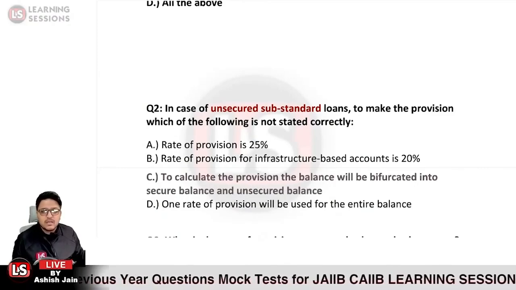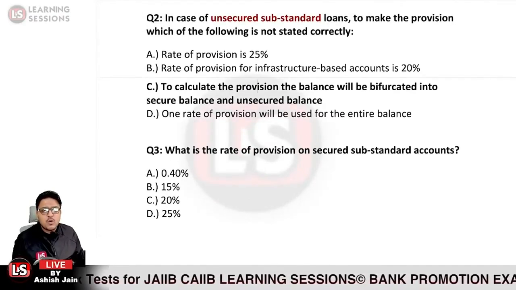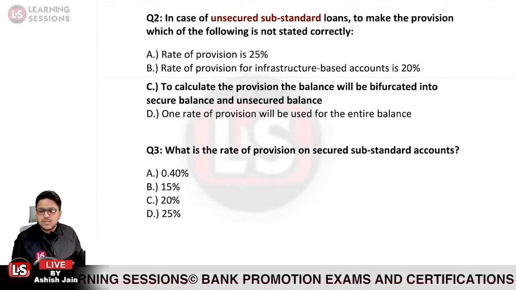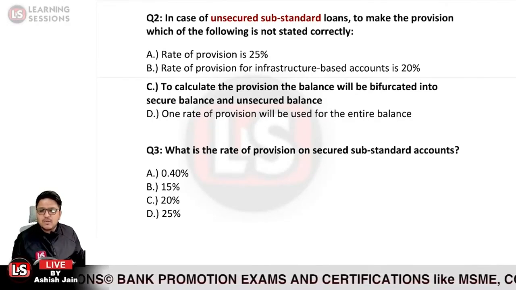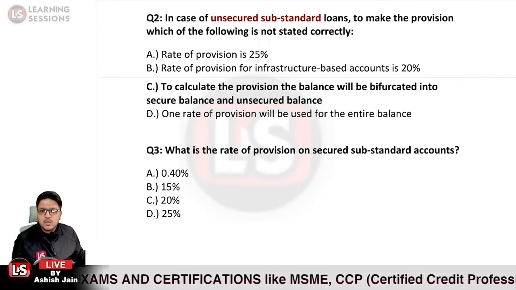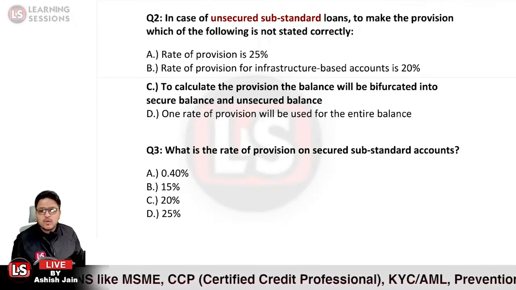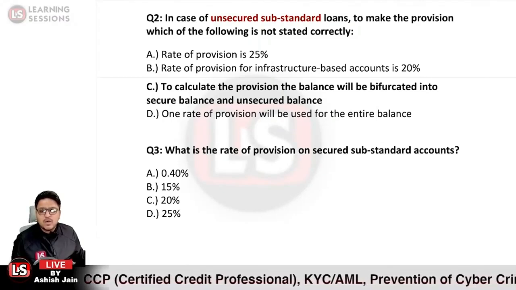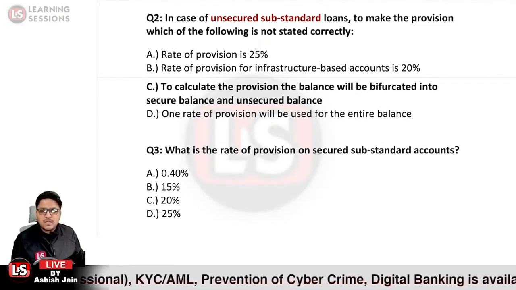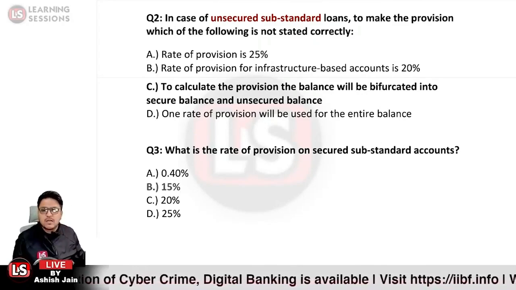Is that clear? Question number 3 says: what is the rate of provision on secured substandard accounts? Kindly do answer at the earliest. What will be the rate of provision applicable on secured substandard accounts? Would it be 0.4%, 15%, 20% or 25%? Which of the following would be the right answer? So for question number 3, option B, that is 15%, is the right answer. Ravi Nanabala has answered correctly at the earliest. So option B is the right answer in this particular case.